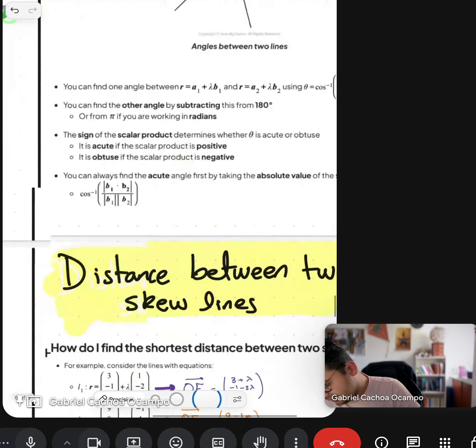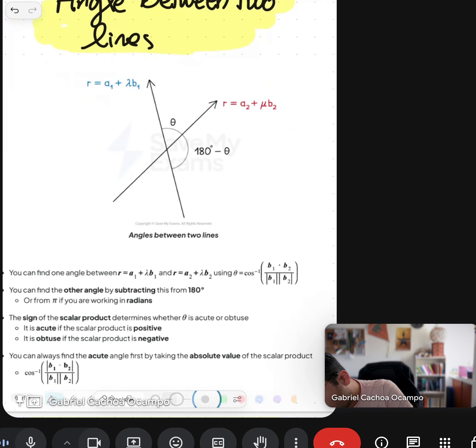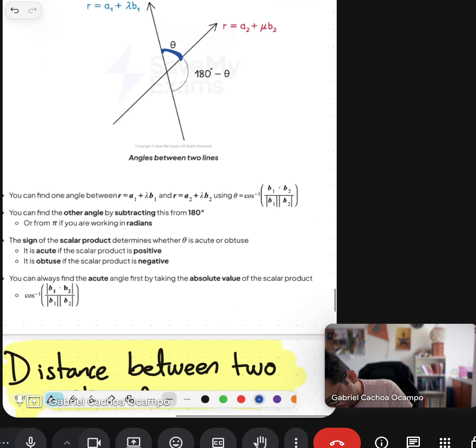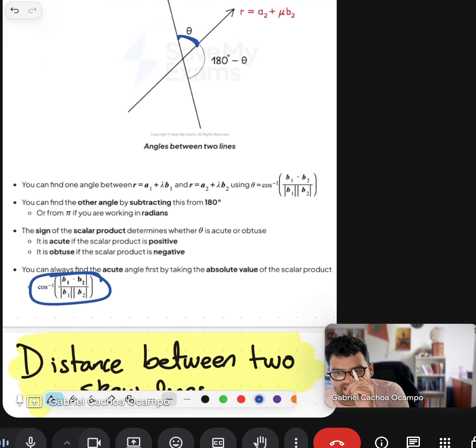Okay, so, for example, if I have two intersecting lines, two lines that actually touch each other, I can find the acute angle between them. And to find that acute angle, I only have to do this. Remember that if the angle is acute, then it's gonna be positive, and if the angle is obtuse, it's gonna be negative. But this formula, kids, is not in the formula booklet. Not in the formula booklet.